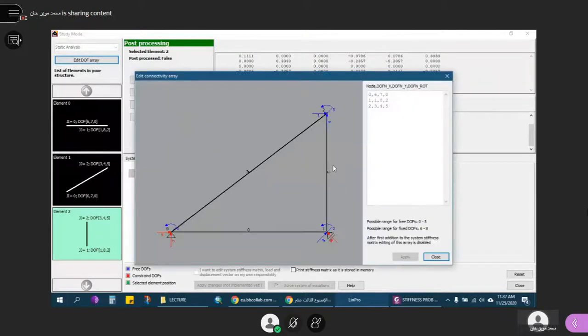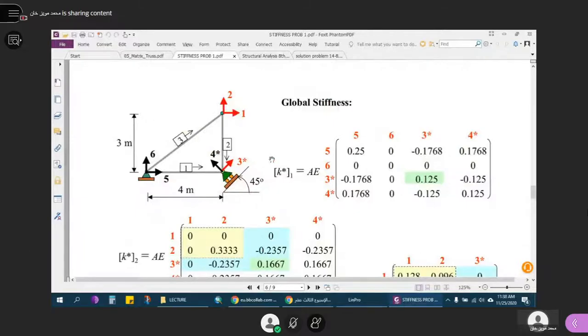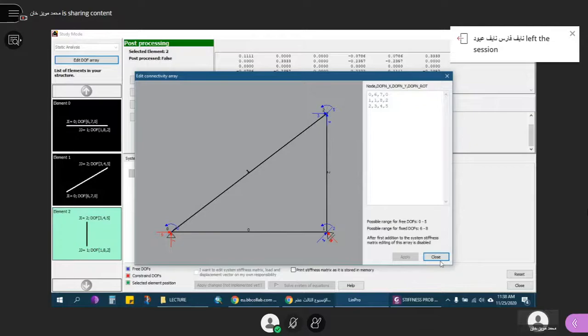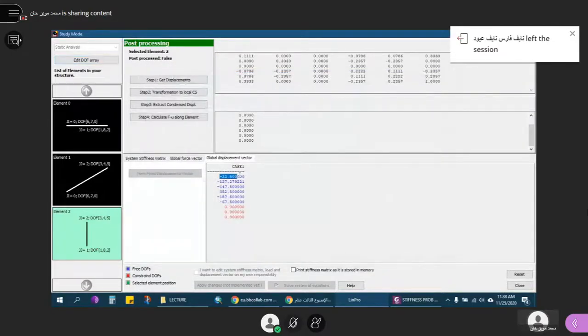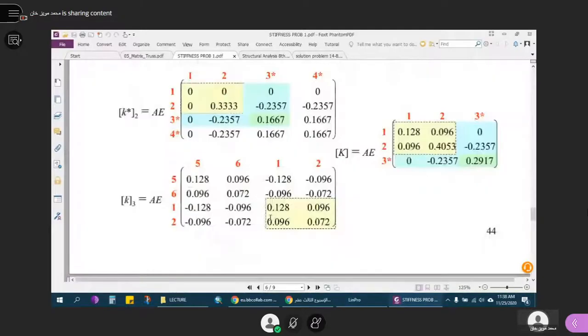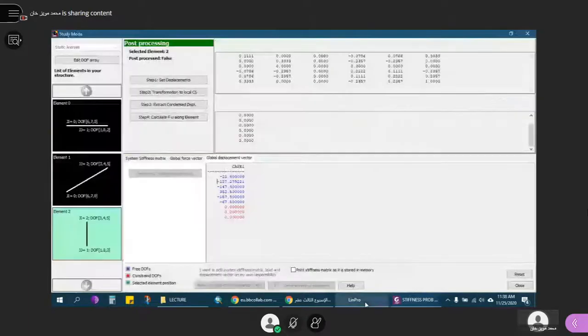What degrees of freedom do we need? D1, D2, and D3 is horizontal. So we need the values 1, 3, and 4. So let us see the values 1, 3, and 4. This is 0. This is 1. This is minus 127. Next I have 0, 1, 2, 3, and 4: 352 and 127. So this is how you get the values of the global displacements.